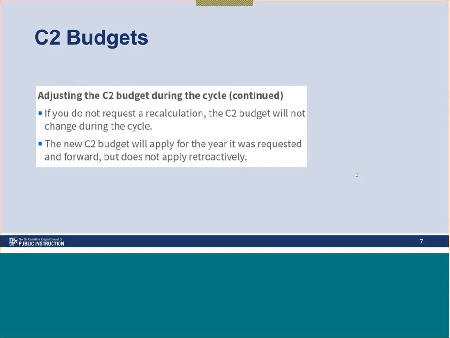If you do not request a recalculation, your C2 budget will not change. If you had $100,000 in your budget for the 5-year cycle and you did not request anything for 2021, you still have $100,000 in your Category 2 budget. It will apply for the year it was requested and forward if there was a change, but it will not retroactively go back. So just keep that in mind. They're not going to all of a sudden throw more money at your first year just because you had an increase in students this year or next year or the year after that.